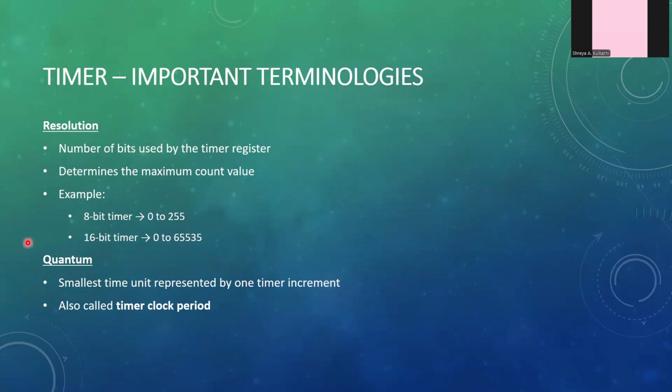Then we have quantum. Quantum is the smallest time unit represented by one timer increment. So when the timer goes from 0 to 1, the smallest time unit can be like 100 milliseconds or 0.1 millisecond, etc. This is the smallest time unit by one timer increment. This is also called the timer clock period.